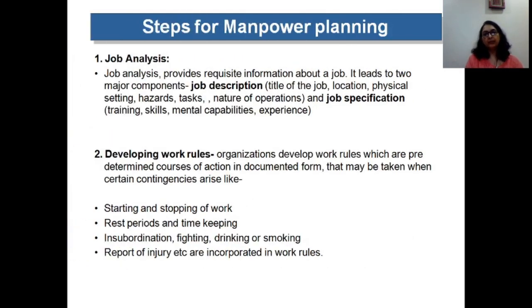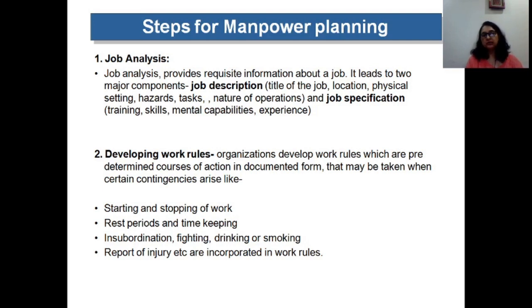Then manpower planning proceeds through a number of steps. For example, first is job analysis. Before going into human resource planning, the organization should do job analysis. Job analysis is the process of gathering information about a job, and it leads into two major components, that is job description and job specification.